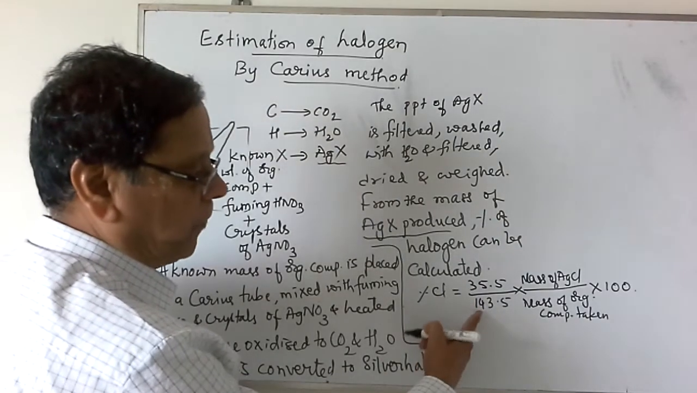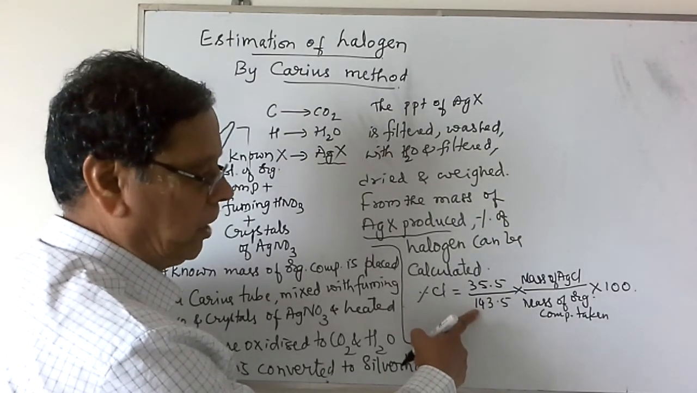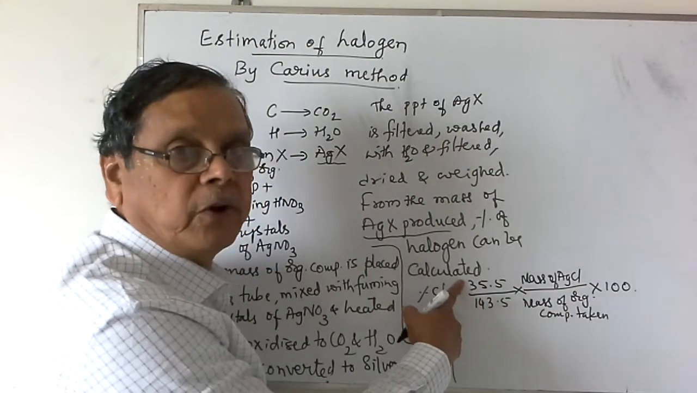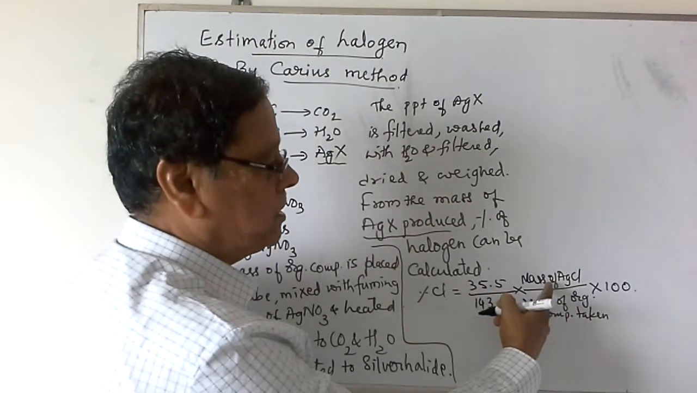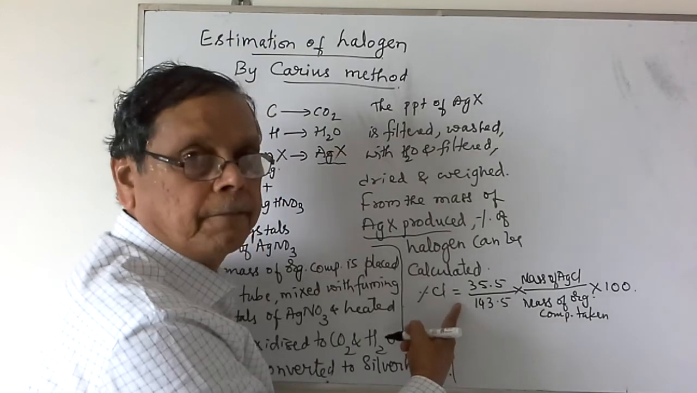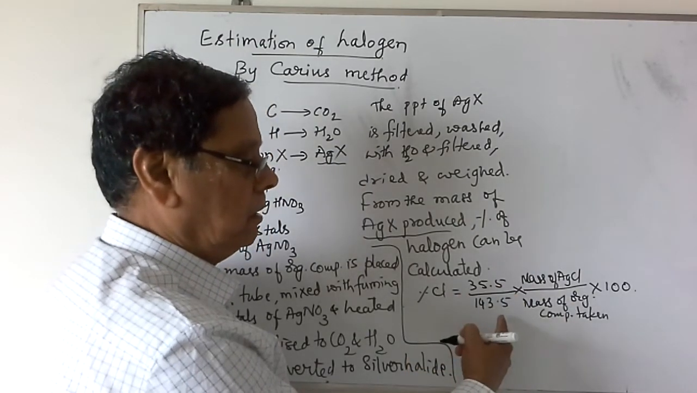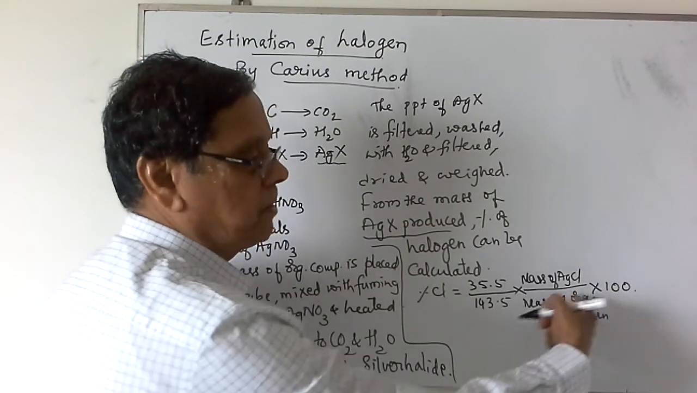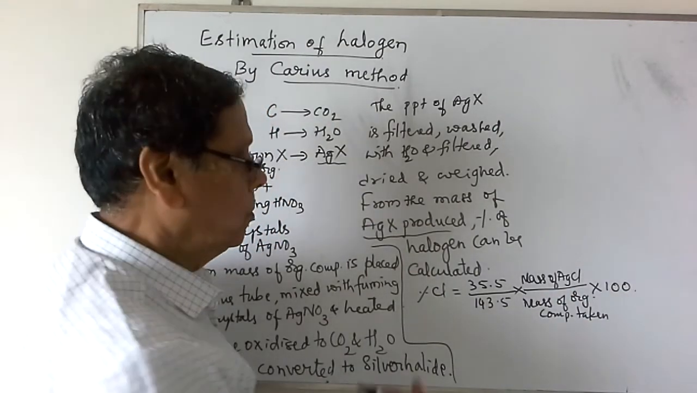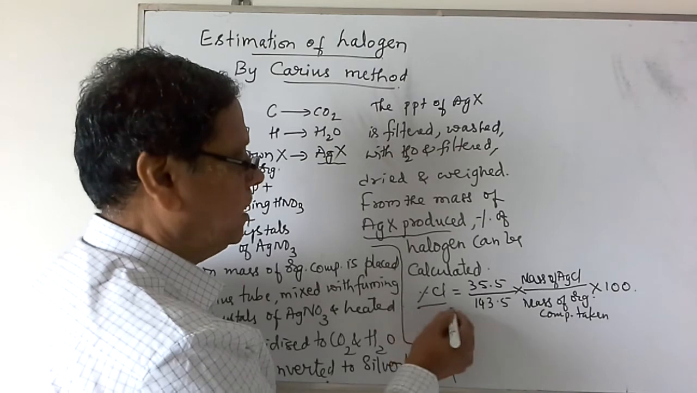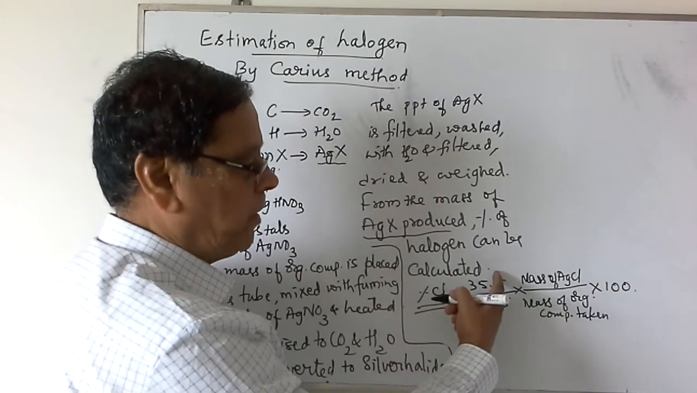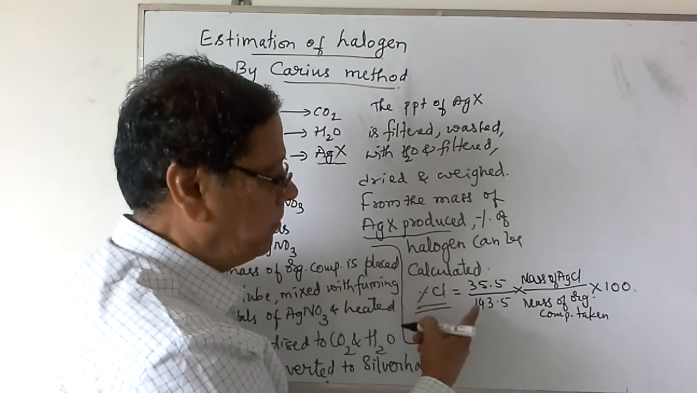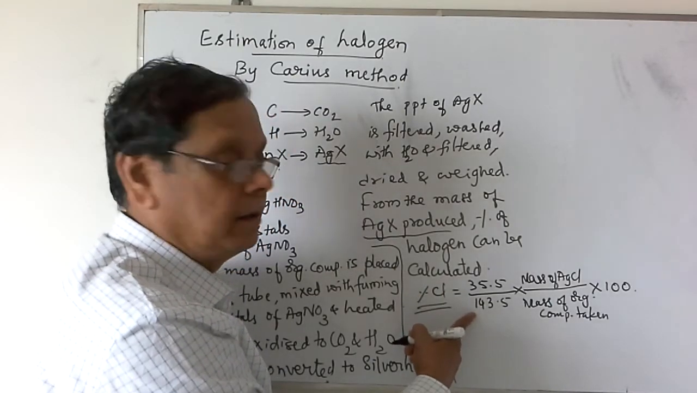Here 143.5 grams of silver chloride contains 35.5 grams of chlorine. Therefore, this much silver chloride contains how much? And that much chlorine is present in this mass of the compound. Therefore, 100 grams of the compound contains how much? So, the final equation is percentage of chlorine is equal to 35.5 divided by 143.5, atomic mass of halogen divided by molecular mass of silver halide.